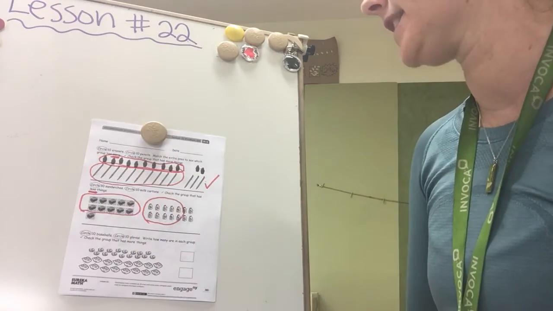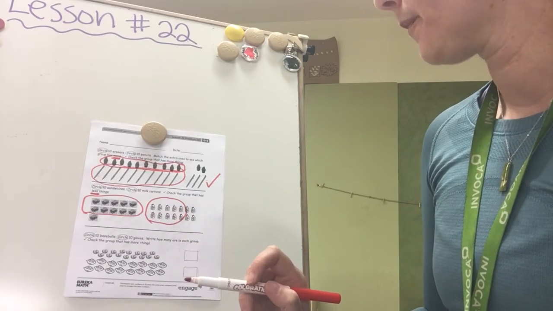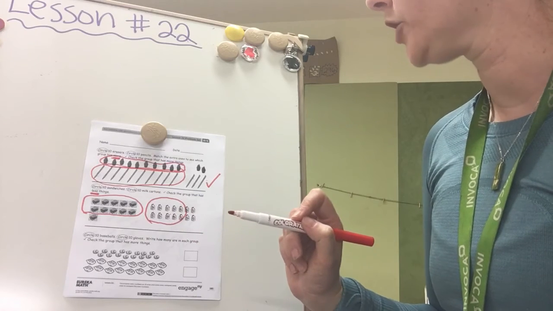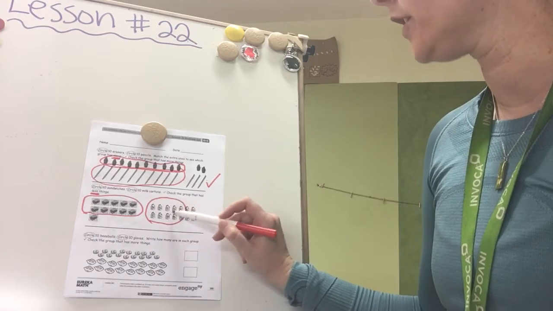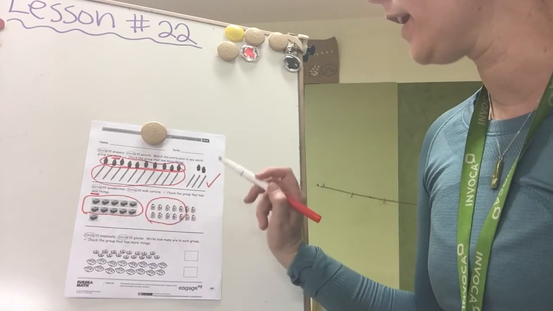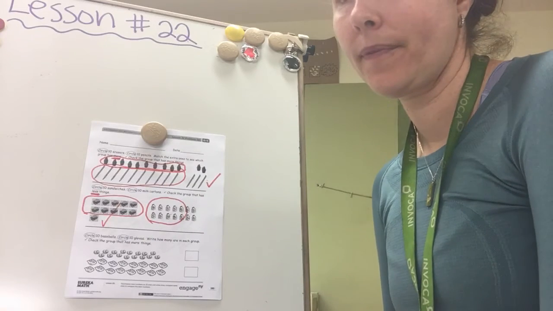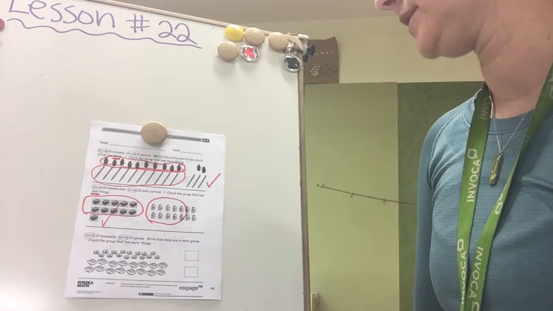L-E-S-S. Less things. So the sandwiches are 10, 1 which is 11, and our milk cartons are 10, 4, which is 14. Which is less, 10, 1 or 10, 4? 11 or 14? Check. The sandwiches are less than the milk cartons.